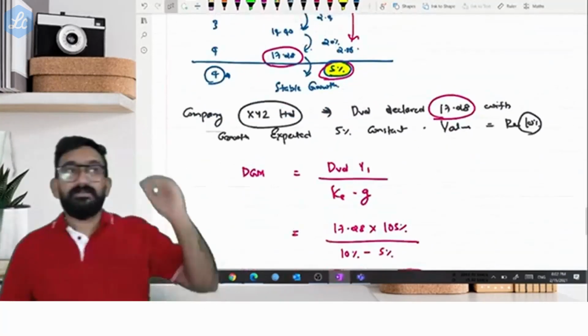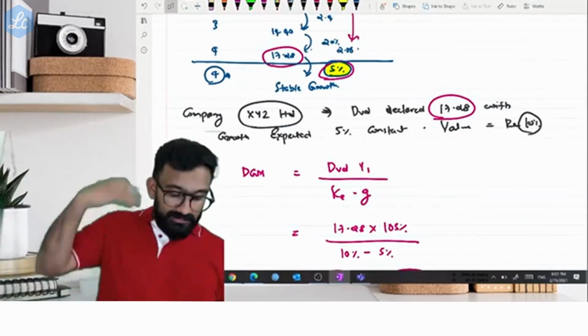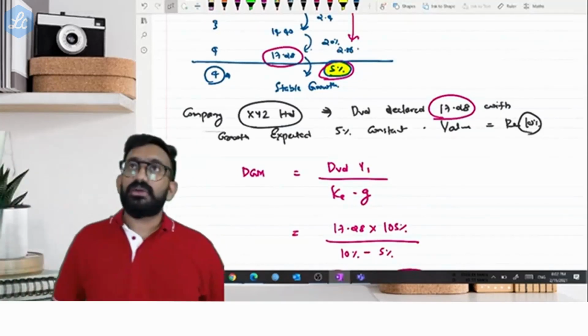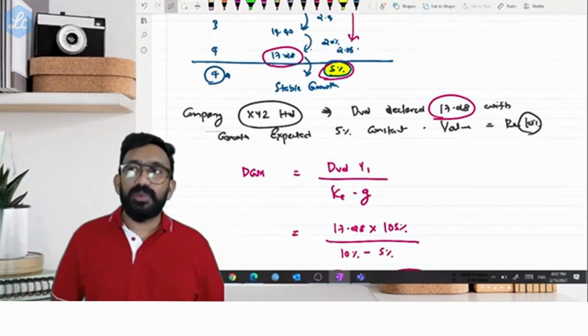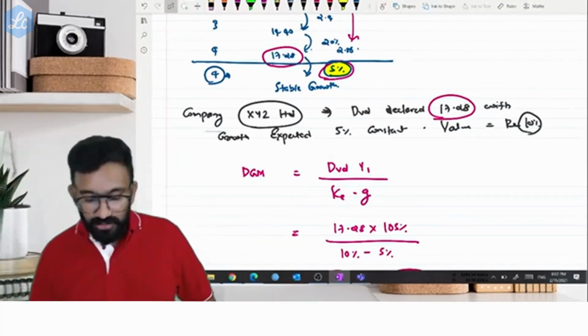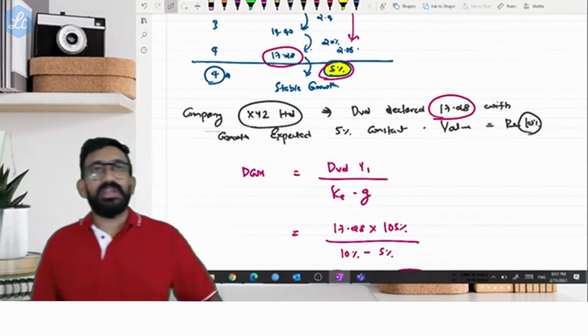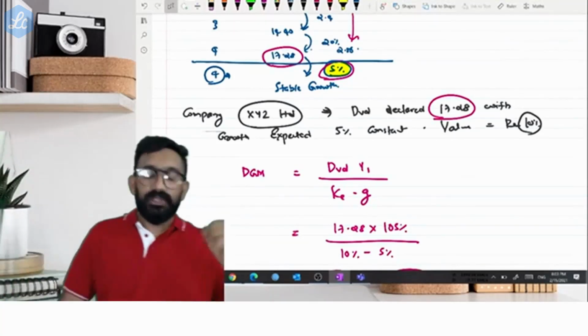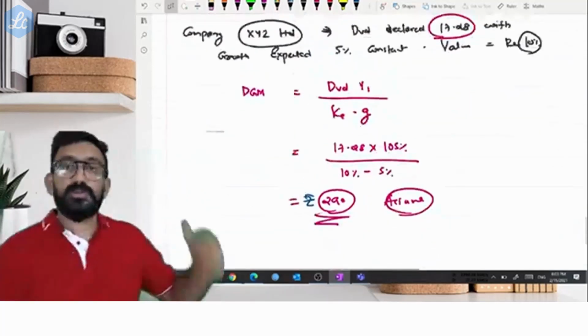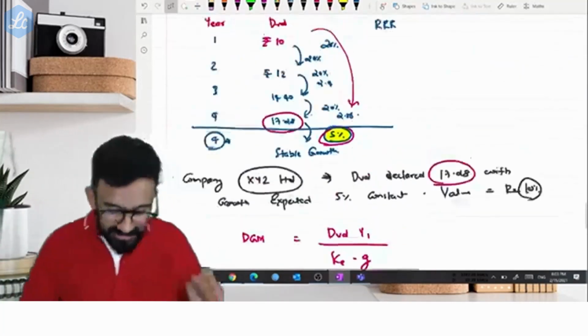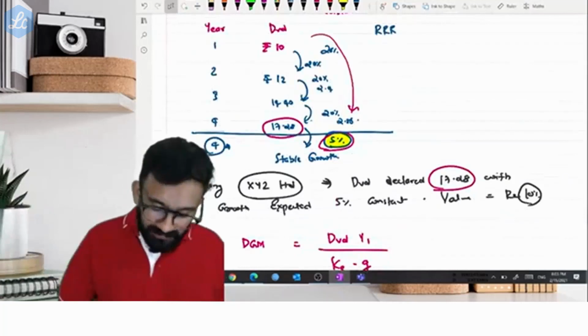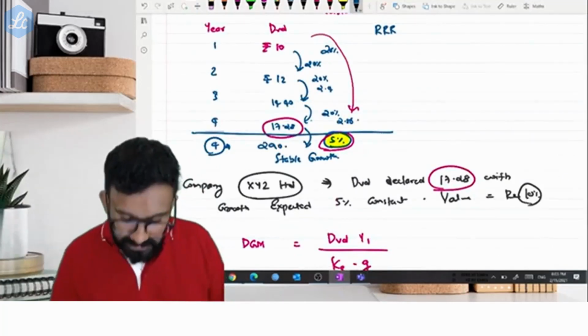Because when somebody is thinking from year 4 till infinity, he's saying, okay, now I received 17.28. Till infinity, I'm going to have a growth rate of 5%. Then how much will be the value of that particular share today? That becomes this particular question. So which means that the terminal value at the end of year 4 is going to be 290.